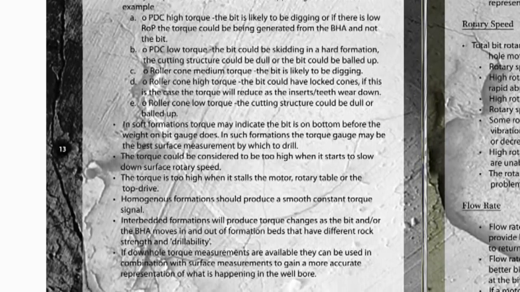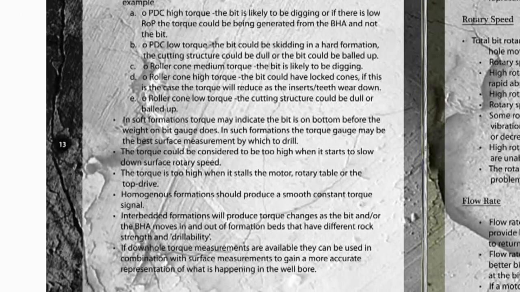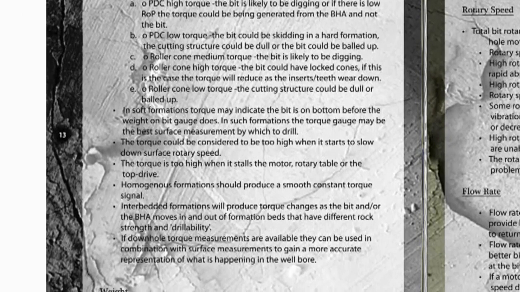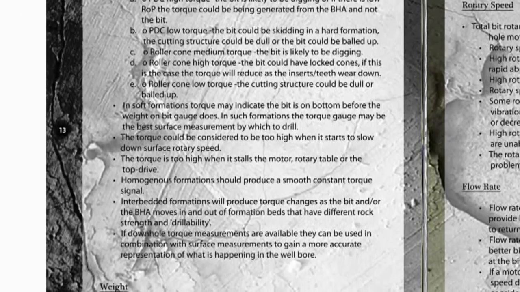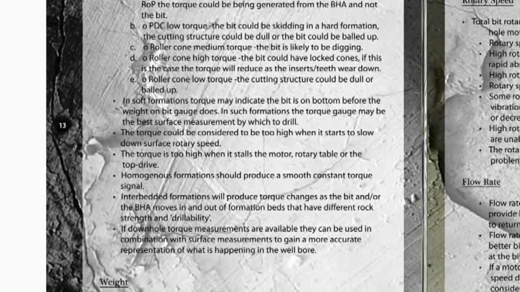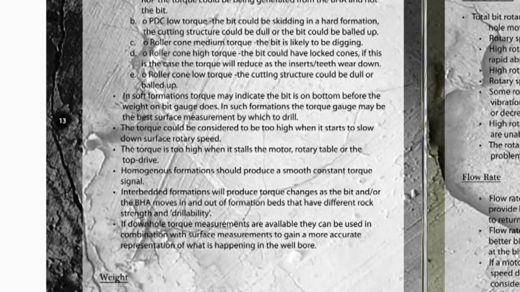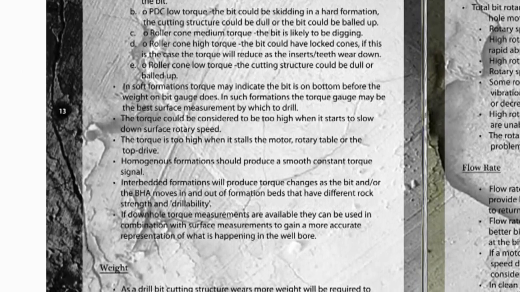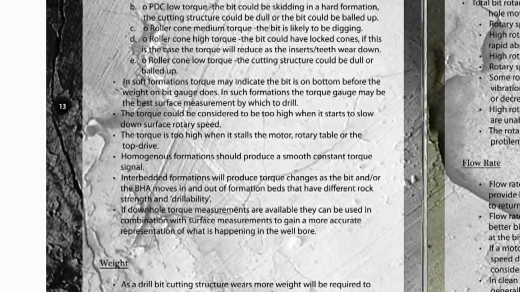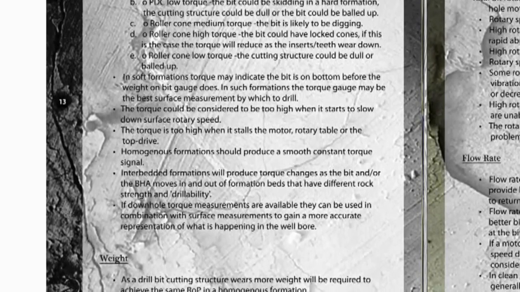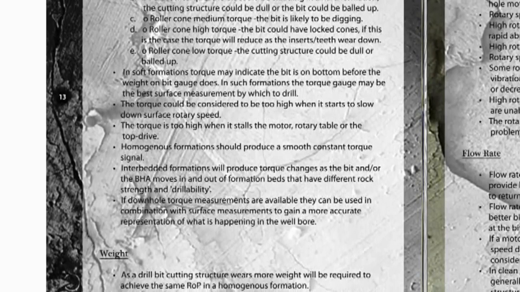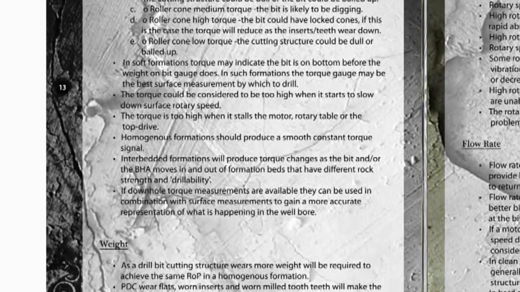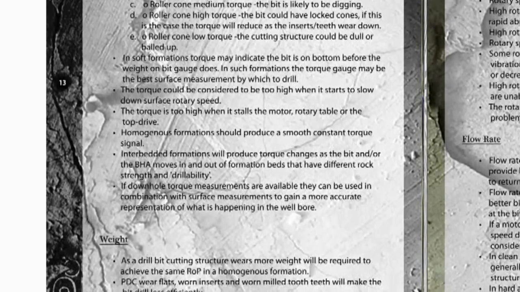The torque could be considered to be too high when it starts to slow down surface rotary speed. The torque is too high when it stalls the motor, rotary table, or the top drive. Homogeneous formations should produce a smooth, constant torque signal. Interbedded formations will provide torque changes as the bit and/or the BHA moves in and out of formation beds that have different rock strength and drillability. If downhole torque measurements are available, they can be used in combination with surface measurements to gain a more accurate representation of what is happening in the wellbore.